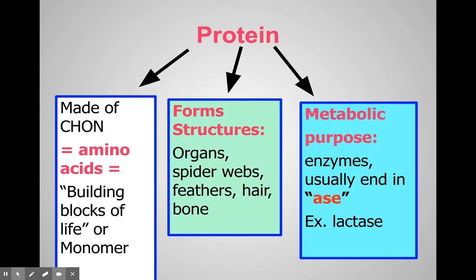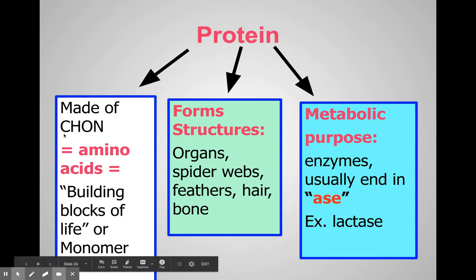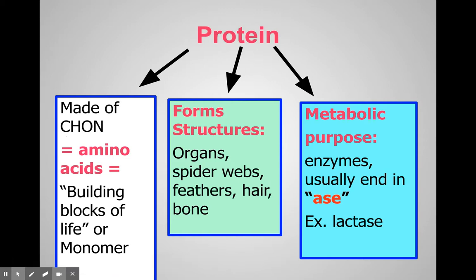So here we are, just a quick review of proteins. They're made up of amino acids, which have carbon, hydrogen, oxygen, and nitrogen. And they're the building blocks of life. Sometimes you'll hear people refer to amino acids as the building blocks of life. Because proteins start out as amino acids, they make proteins, and then those proteins form structures like organs in your body and spider webs, your hair, bones, feathers. So many things are made up of proteins.